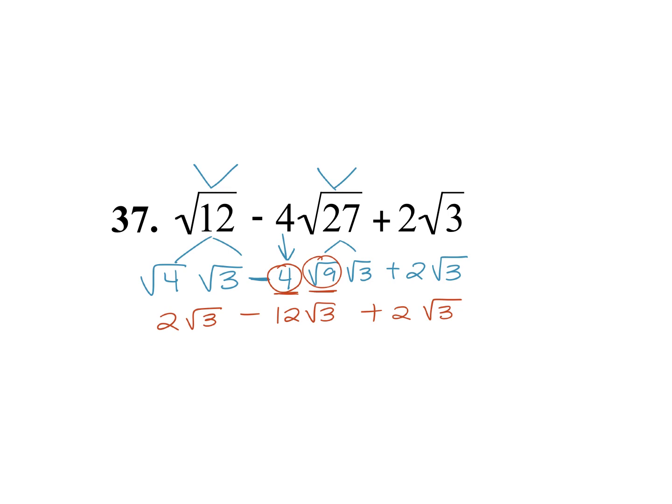Did I say that right? Yes, 2 minus 12 would be a negative 10. Negative 10 plus 2 is? Okay. Negative 8 rad 3. Questions on that? Okay.